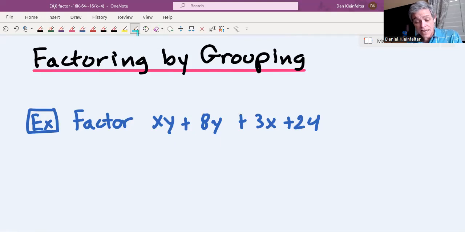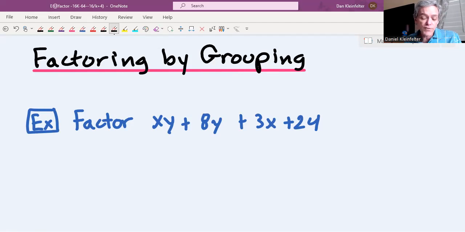The second and fourth terms, 8y and 24, are both divisible by 8, but there's no more 8's. For the last two terms, 3x and 24 are both divisible by 3, but the other stuff isn't. So it's like there's some stuff that is in common, but nothing in common to all 4 terms. So I can't take out a common factor here.